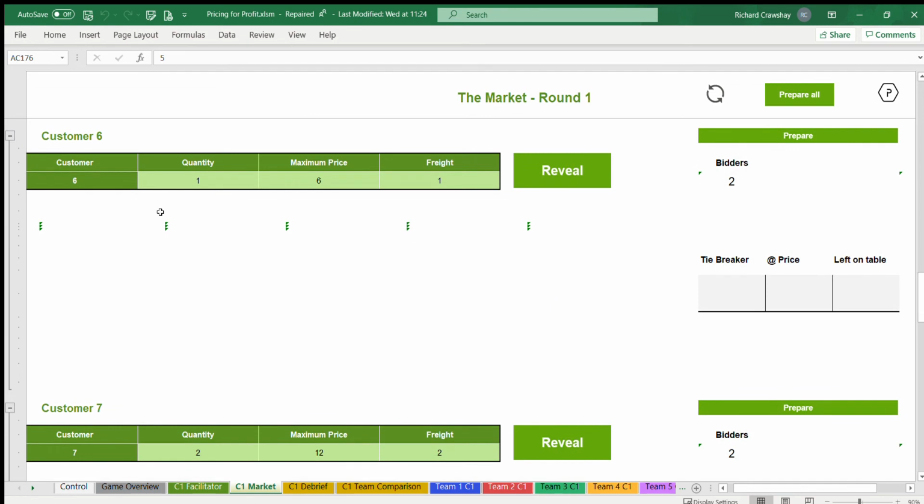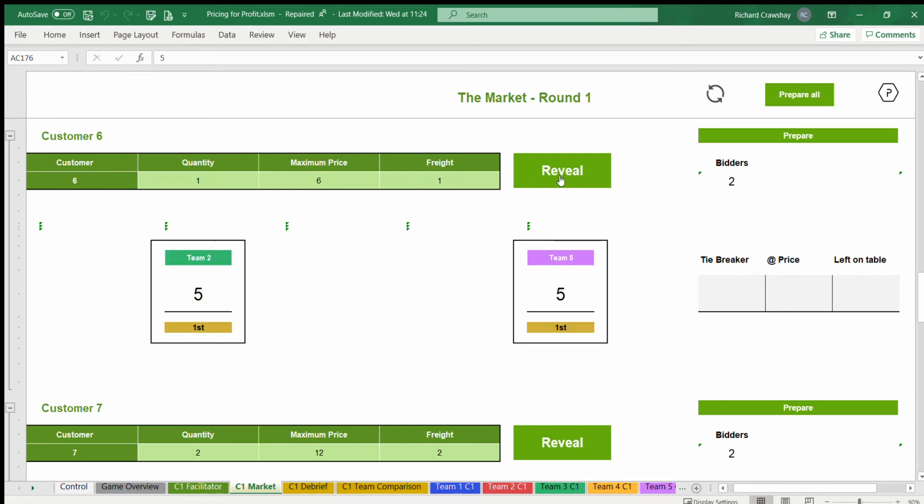Customer 6, only a quantity of 1 here with a freight charge as well. Only 2 bidders. And they both tied with a bid of 5.